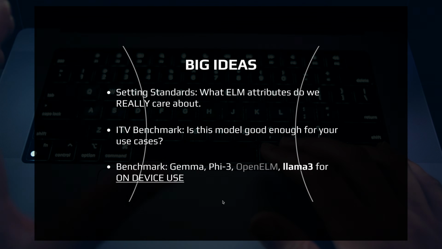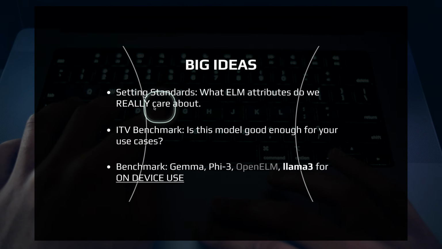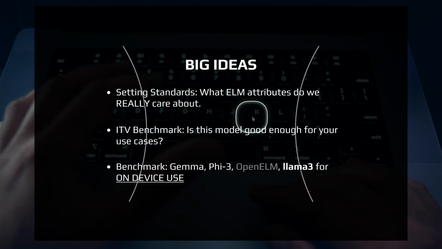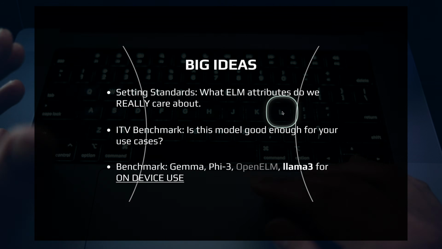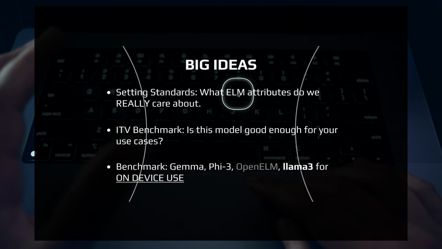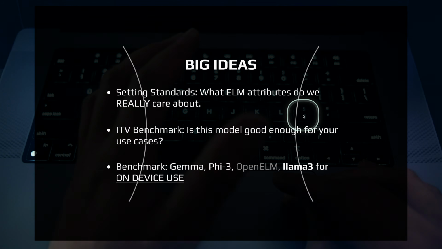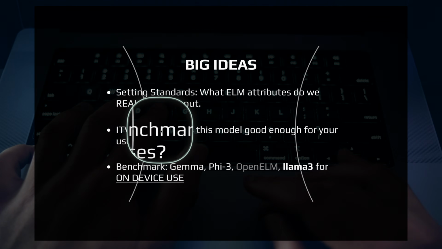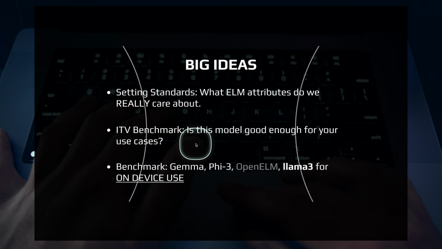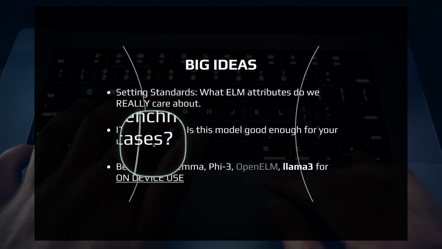So here are all the big ideas. We're going to set some standards for what ELM attributes we actually care about. So there are things like RAM consumption, tokens per second, accuracy. We're going to look at some specific attributes of ELMs and talk about where they need to be for them to work on device for us. We're going to break down the ITV Benchmark. We'll explain exactly what that is. That's going to help us answer the question, is this model good enough for your specific use cases?